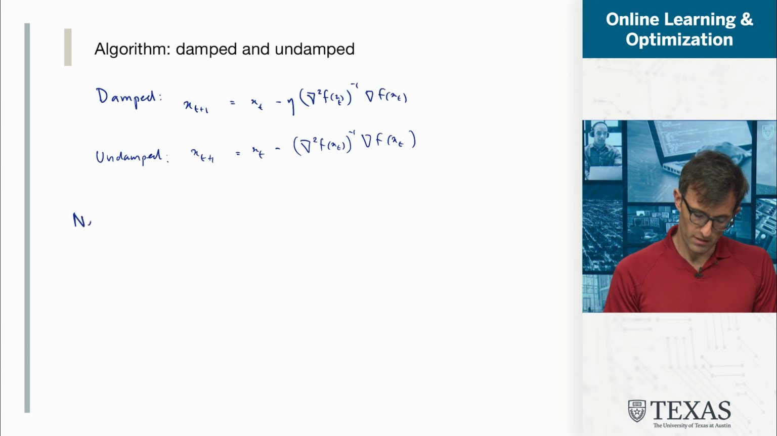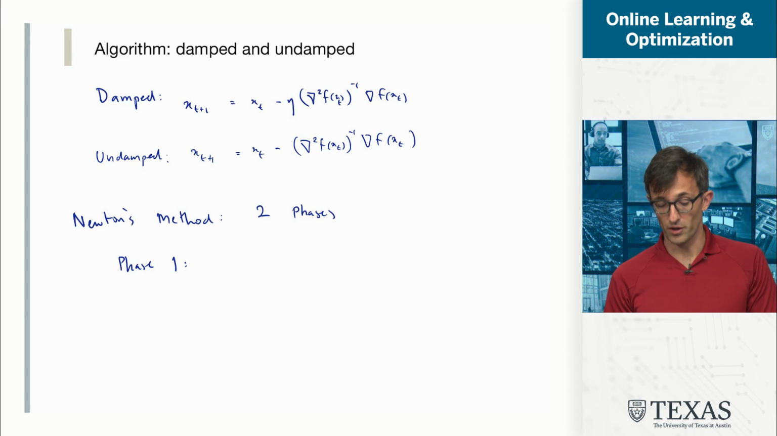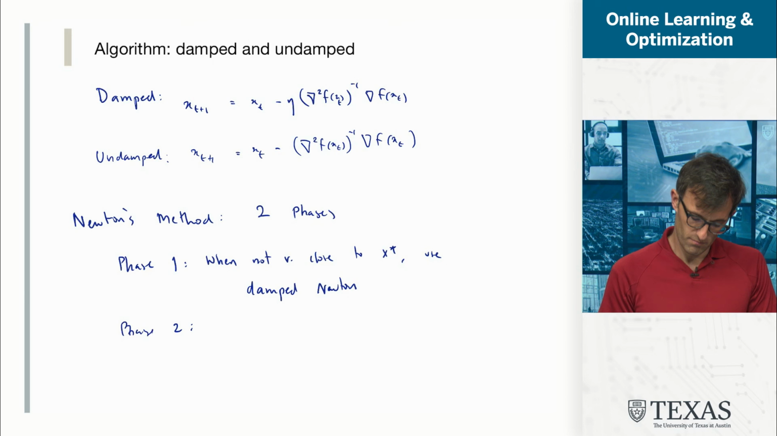So properly, Newton's method operates in two phases. Phase 1 is when we're not very close to the optimal solution, and we use damped Newton's method. And in phase 2, when we're very close, we use undamped.